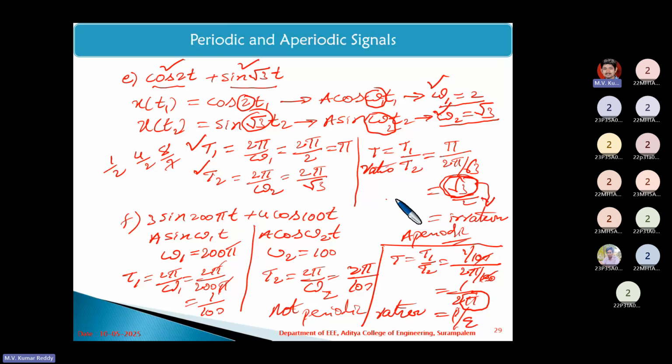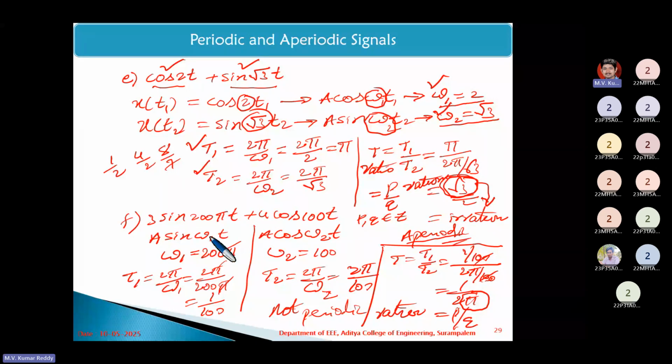Here the condition is the ratio should be in the form of P by Q, and P, Q should belong to integers. So P by Q should be rational. Root 3 is an irrational number. Hence it is not rational. So it is called aperiodic.